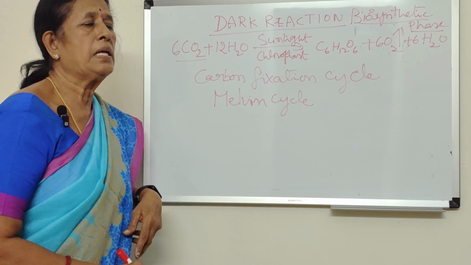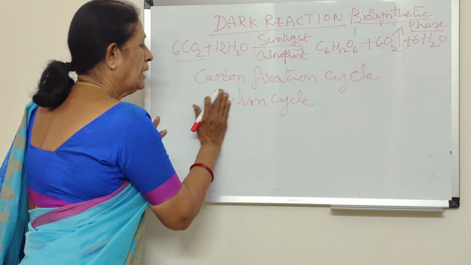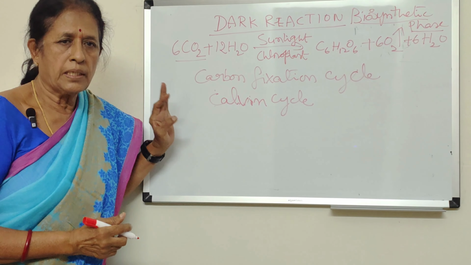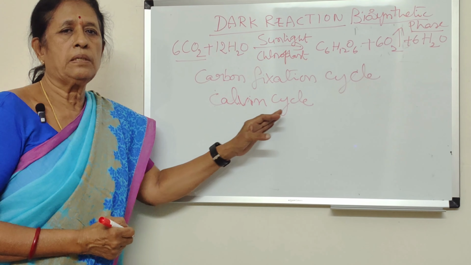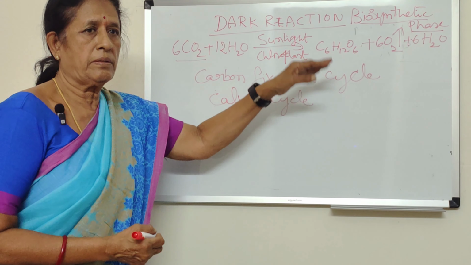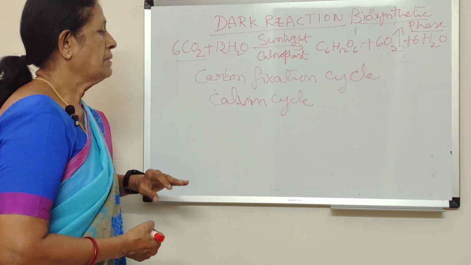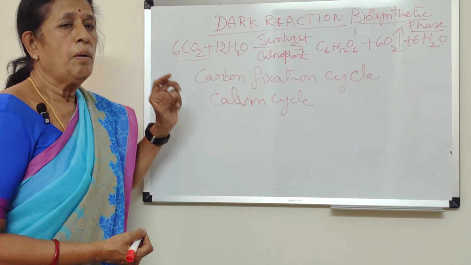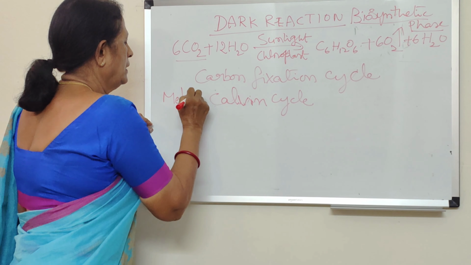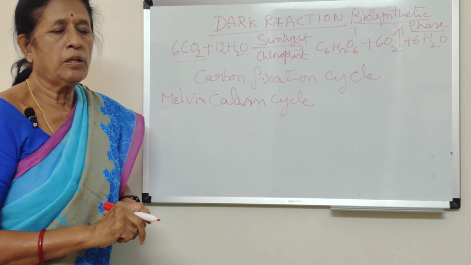Why is it called Calvin cycle? Because a scientist known as Calvin discovered this process of equations. That means what are all the chemical reactions that are taking place in the dark reaction. That is why it is called a Calvin cycle. Melvin Calvin is the scientist's name. He discovered the sequence of reactions, for which he won the Nobel Prize.